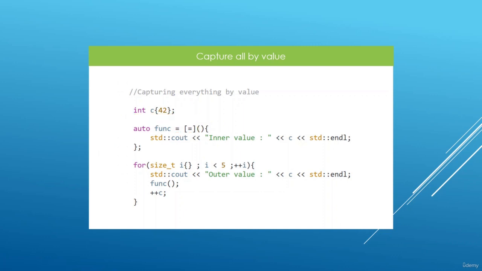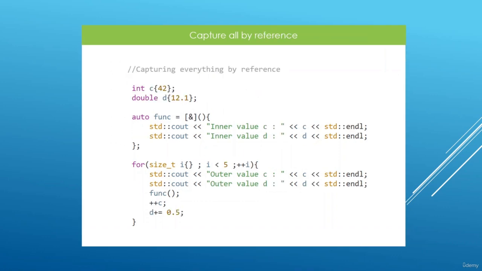If you don't want to capture all by value, you can capture all by reference. And again, the syntax is really simple. All you have to do is put an ampersand symbol inside your capture list. The moment you do this, you're going to have access to everything outside the context of your Lambda function, but that's going to be by reference.